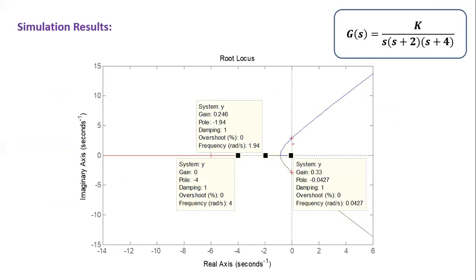Here we have three poles: 0, -2, -4. At each and every location, it shows system gain, pole, damping, overshoot, and frequency. So by changing the pole location, if we change the K value, this gain K will change. Once it changes, automatically parameters like damping, overshoot and pole location will all change. Based on that, we can select the desired location and get the desired performance characteristics. For all the poles, we can cross check and design our system.